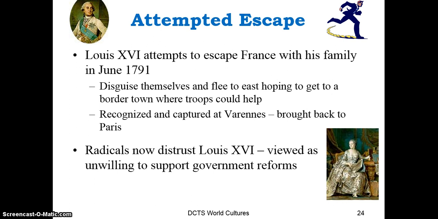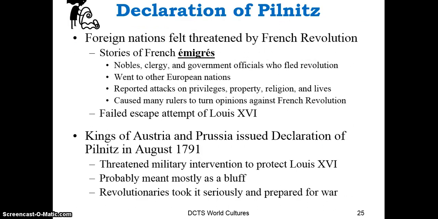Radicals now distrust Louis XVI and view him as unwilling to support government reforms. Pretty much they now start to see him as someone who is not going to change, and why keep him around. Declaration, just real quick.